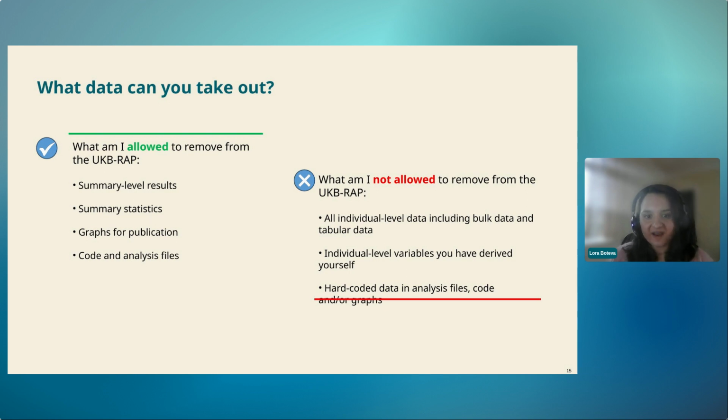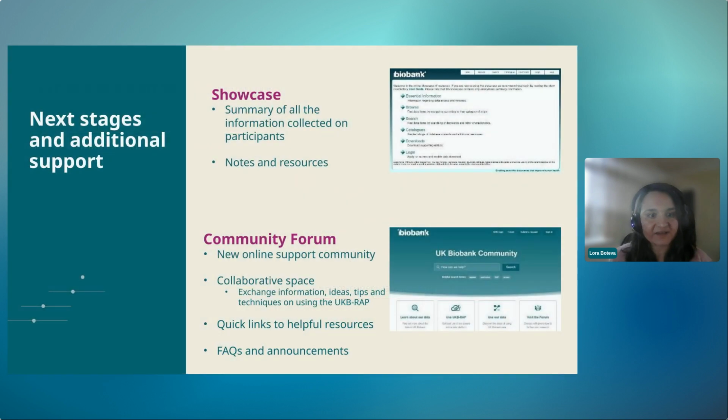If you do derive variables that are not present in the original data set, that are individual level variables, you can't export them out from the RAP, you can't download them, you need to return them to us, and then we can share them with other researchers. And also, when you are exporting things like graphs or code, be wary of including any hard-coded individual data, so things like participant identifiers. Make sure that you are not exporting that out of the RAP. Obviously, everything that's individual level needs to stay within the RAP environment.